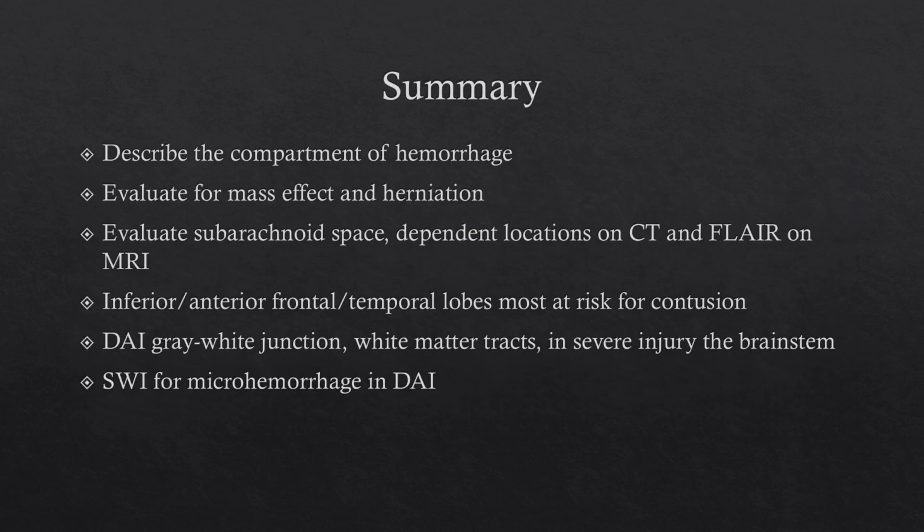To summarize, we've talked about the different compartments of hemorrhage. We've talked about mass effect and herniation. We've talked about evaluating for the subarachnoid space, the dependent locations on CT, and how hemorrhage looks on FLAIR sequences. We've talked about the inferior and anterior frontal and temporal lobes being most at risk for contusion. We've talked about diffuse axonal injury and susceptibility-weighted imaging for evaluating for intracranial hemorrhage, intraaxial intracranial hemorrhage.